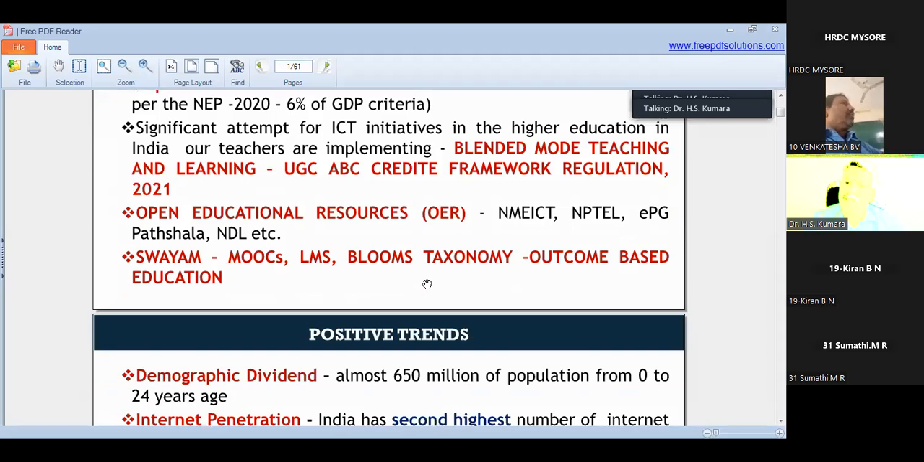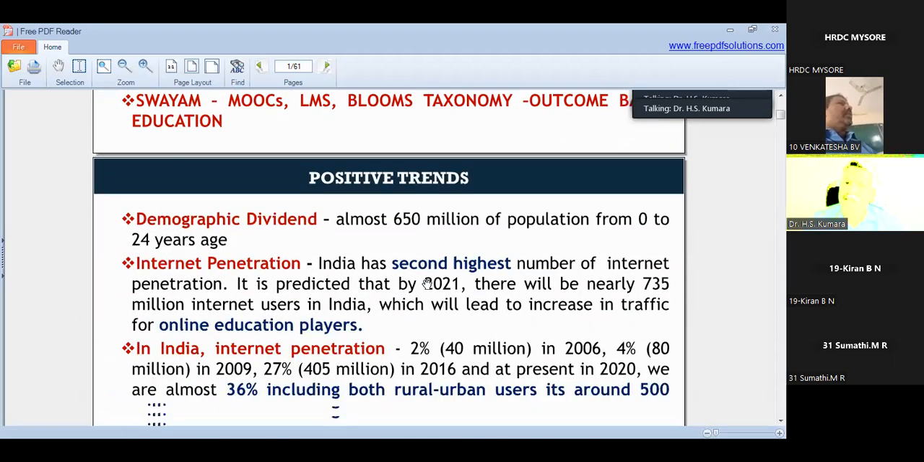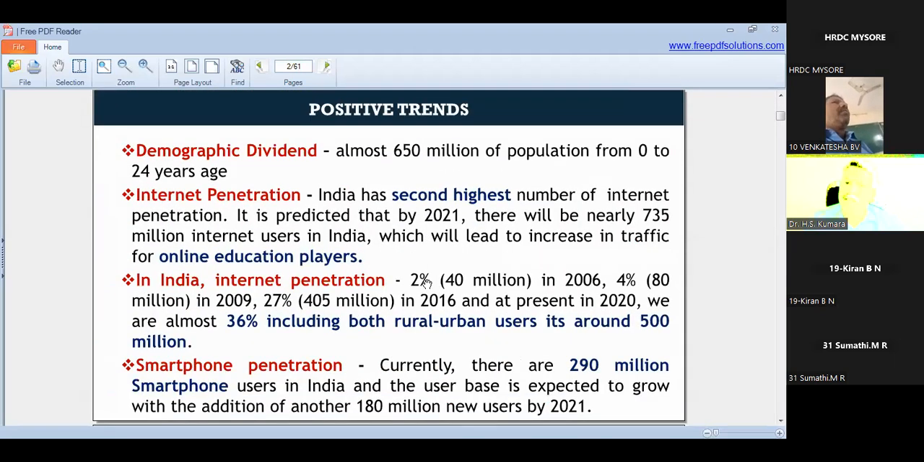As far as understanding, we have a positive trend in India. We call it a demographic dividend. Almost 650 million of the population is from 0 to 24 years. This is something to look back at in the global scenario, or compared with other countries, whichever countries are at the forefront, or what we call developed countries.